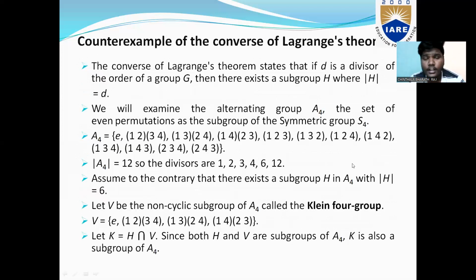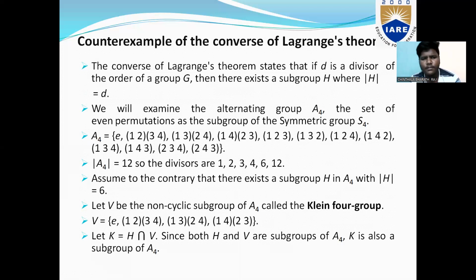Now, a counterexample to the converse of Lagrange's theorem. The converse of Lagrange's theorem states that if d is a divisor of the order of a group G, then there exists a subgroup H where the order of H equals d. We will examine the alternating group A4, the set of given permutations as a subgroup of the symmetric group S4.